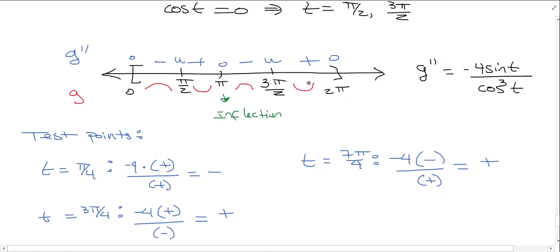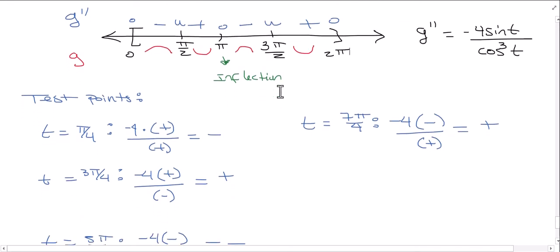So concavity does change at a few places, but we only have one inflection point where the second derivative is 0 and concavity did change. Concavity changed here, but these are not in the domain of the function, so I won't be able to find a y value corresponding to these, so I can't call them inflection points.